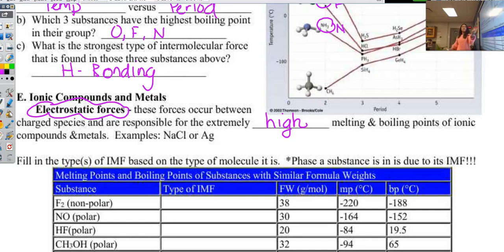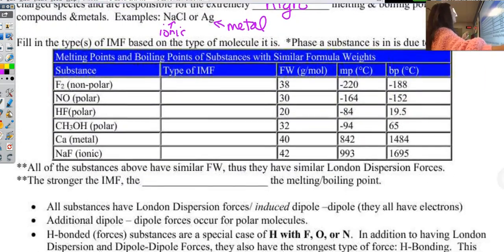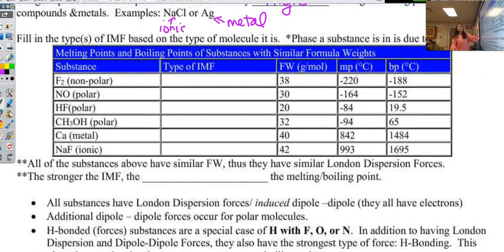Examples: salt, even silver. So even if you have metals, a metal substance, those also have electrostatic forces as well. This one's ionic, with the sea of electrons for the metals, and then the ionics, remember, are going to be the transfer of electrons. And then this is just going to show what type of IMF you think exists.